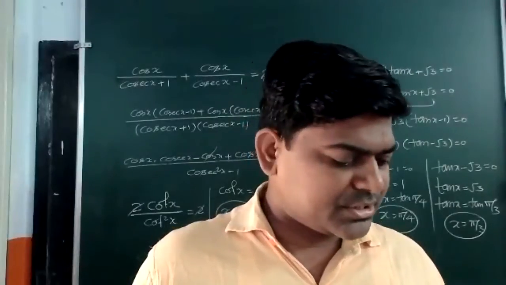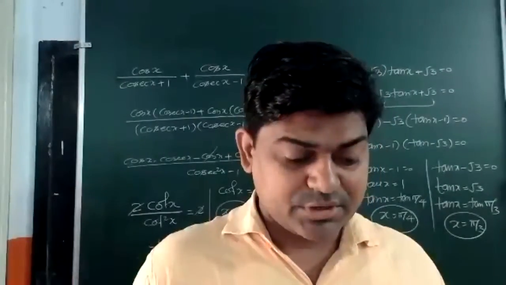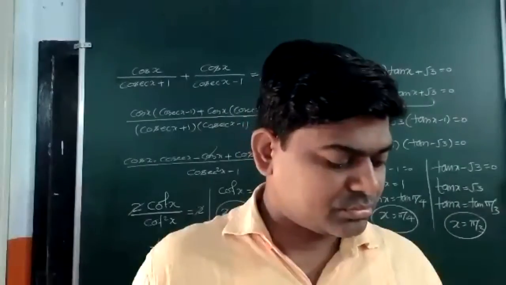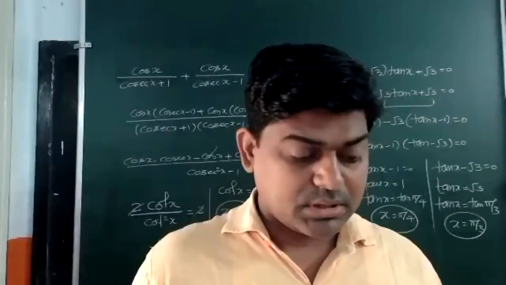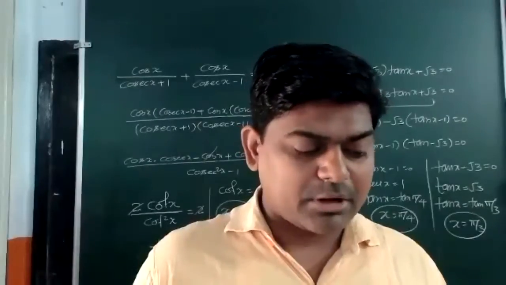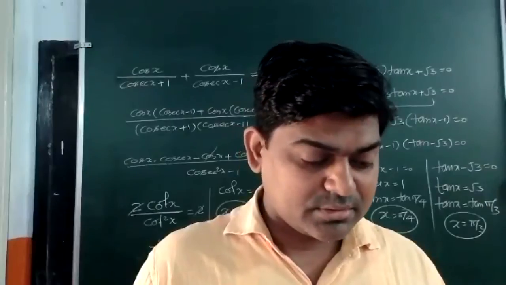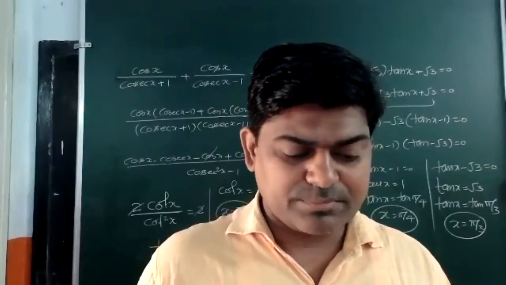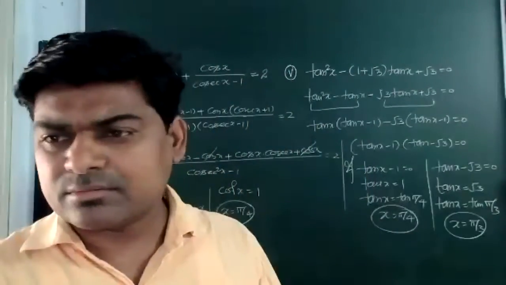Sir, in question number 25, only one result has been given, that is pi by 4. I also have a book, and in this book, in question number 20, the result has been given as pi by 4 and pi by 3. I think it is correct. What happened?